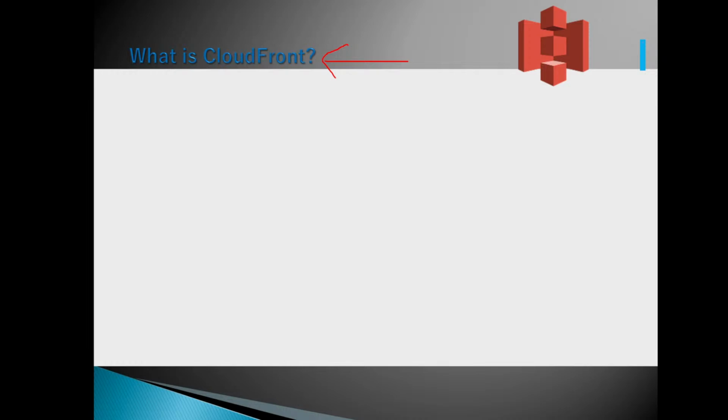So again, now what is CloudFront? We have learned about the concept of caching. We have learned about the working of edge location. But how can we use that in AWS? How can we enable edge location to cache the data?